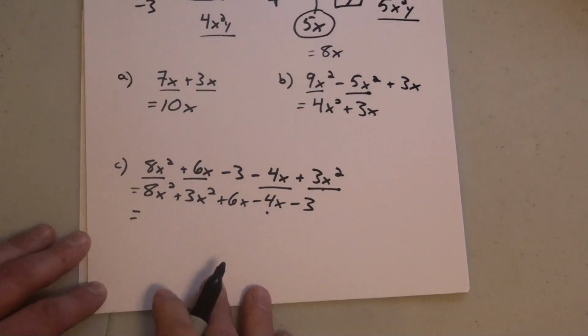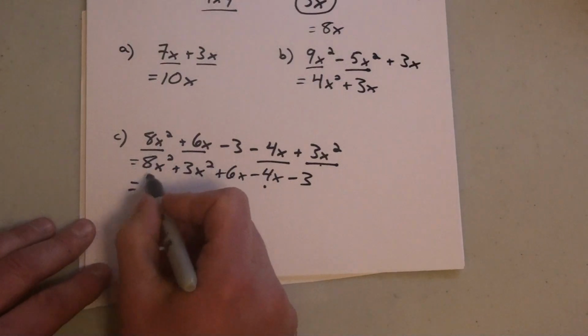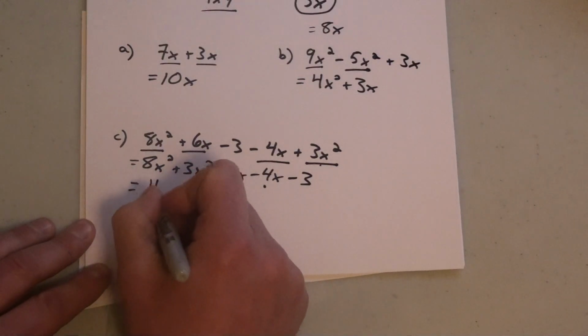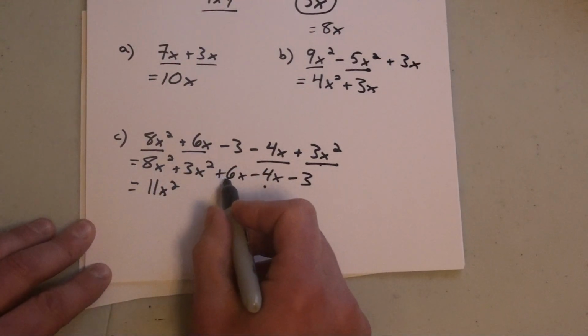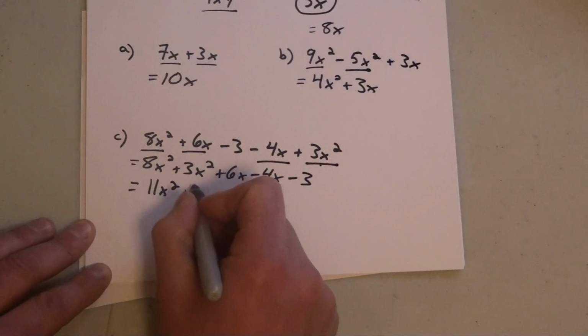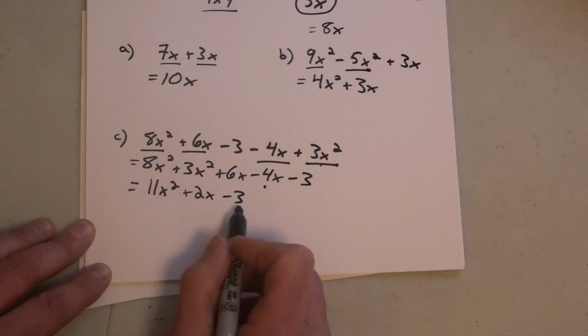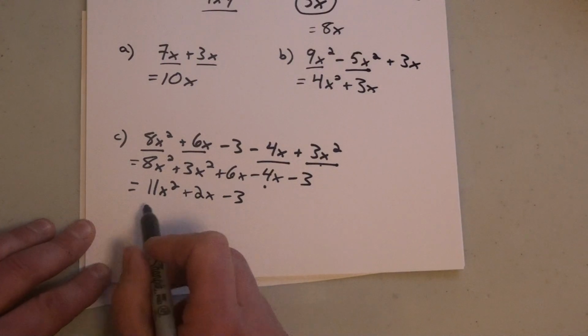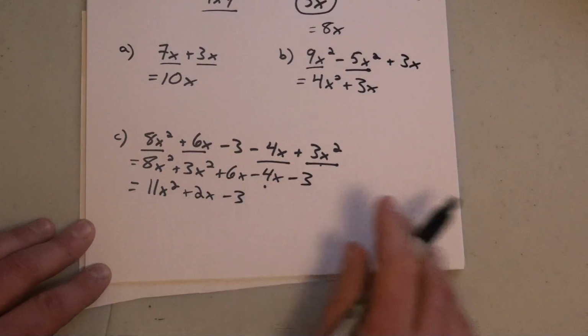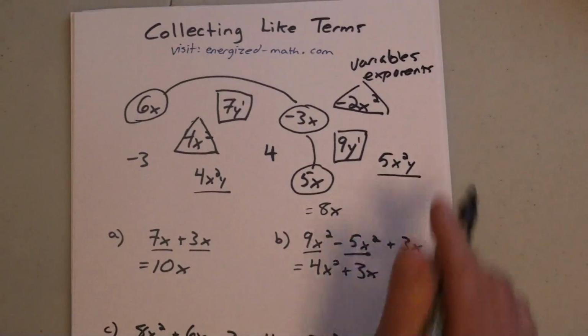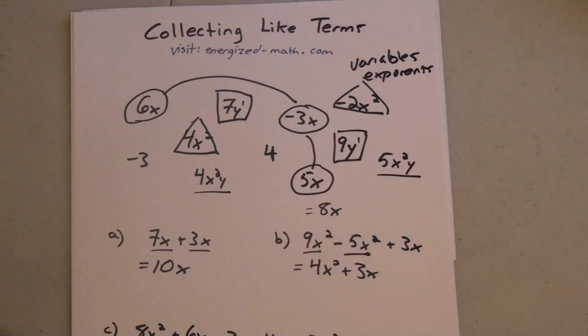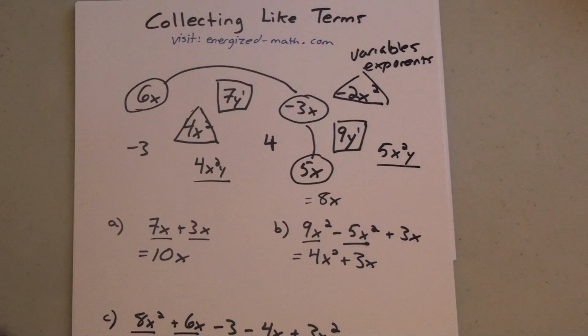Once they're side by side, I can collect them. 8x squared plus 3x squared becomes 11x squared. My plus 6x minus 4x becomes plus 2x. And then I just add my minus 3 afterwards. I cannot go any further because these are not like terms. They cannot be added or subtracted. Again, like terms must have the same variables and the same exponents. Okay, the coefficients can be different.